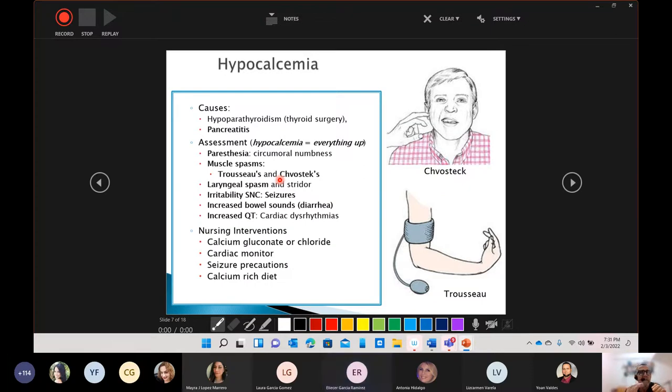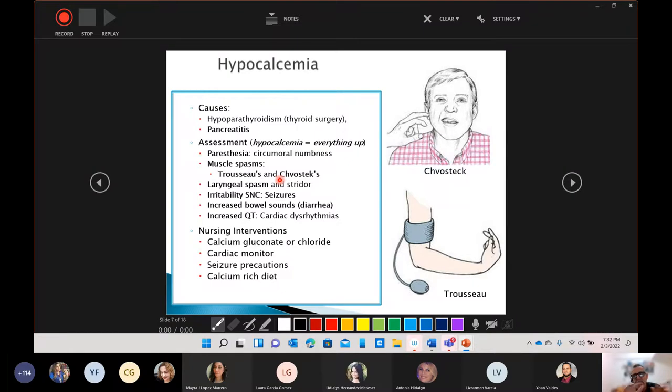Okay. Ventricular tachycardia called torsade de pointes. And low calcium can produce seizures, severe seizures. And low calcium can produce spasms in the larynx and obstruction of the airway. So it's serious. It's serious.